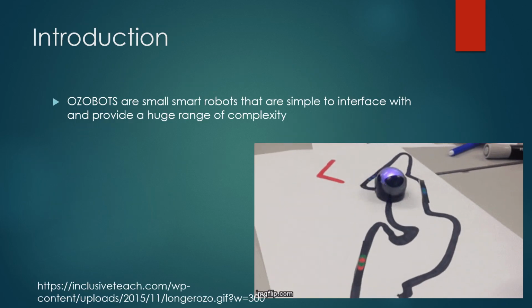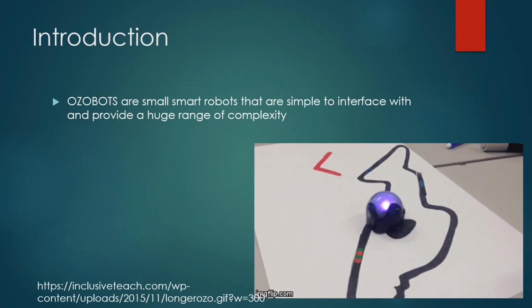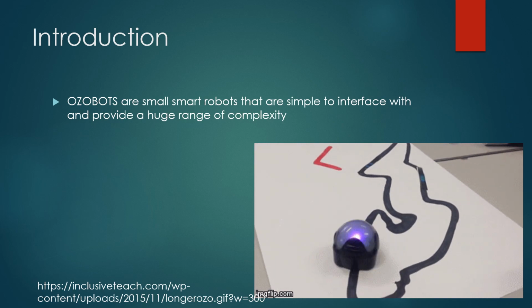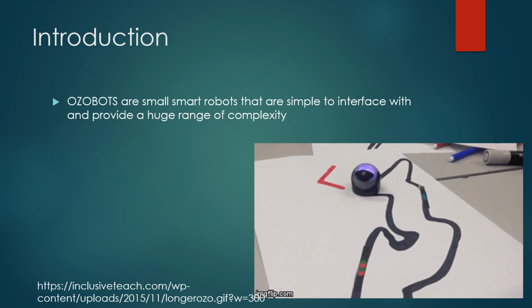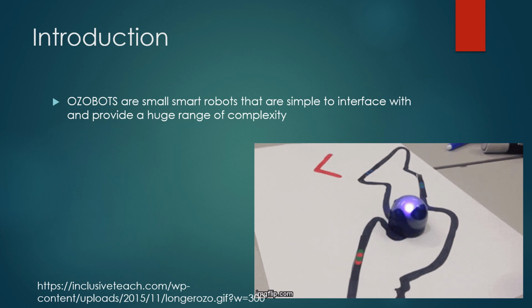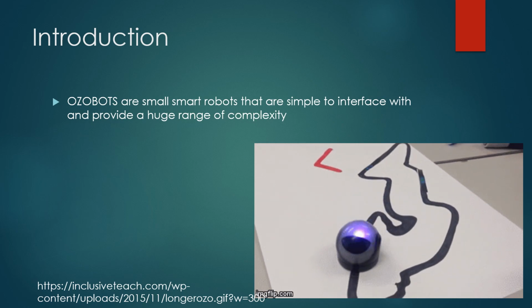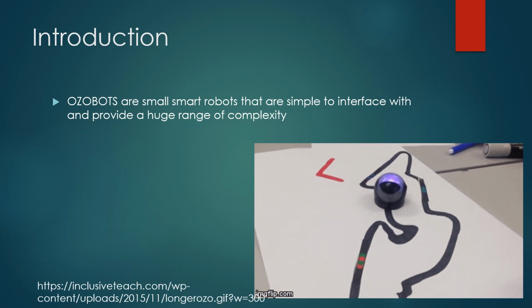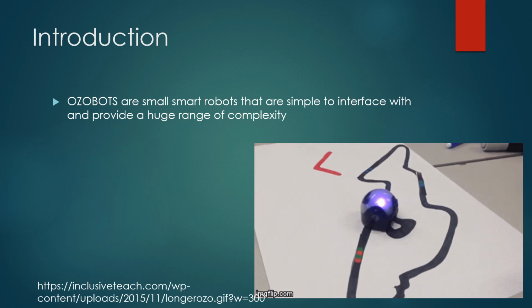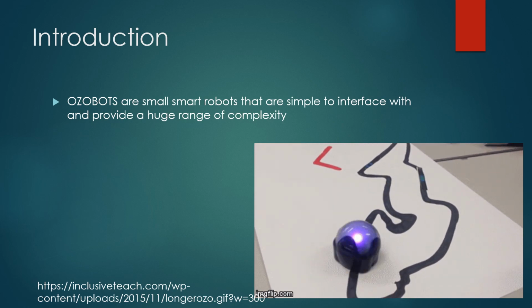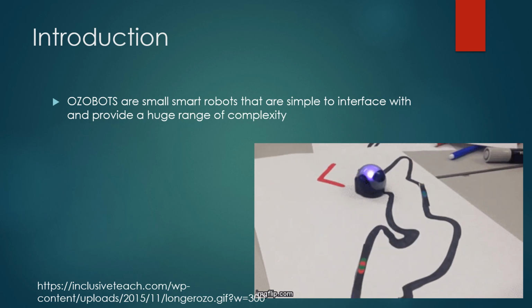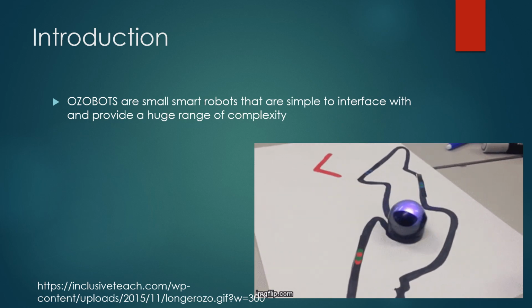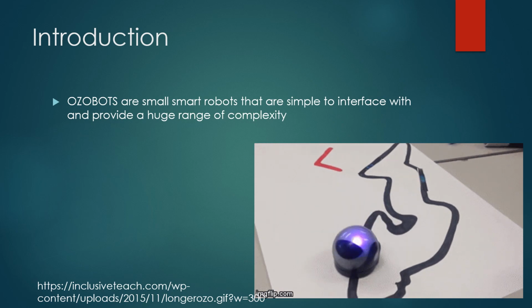Ozobots are small, smart robots about the size of a golf ball that are very simple to interface with and have a huge range of complexity for the higher achievers and higher grades. As we can see, they follow a black line on paper that can be free drawn by students and color coded to undertake a number of different activities using red, green, and blue dots.